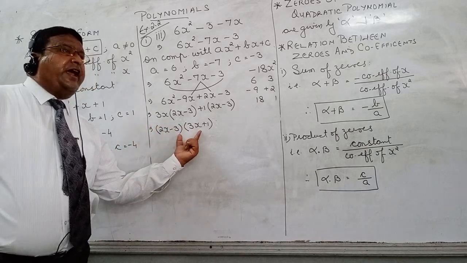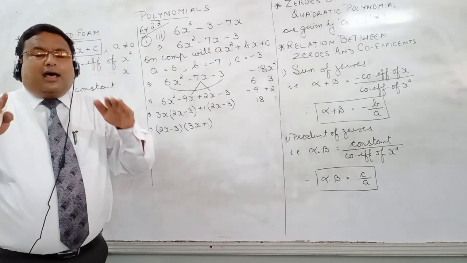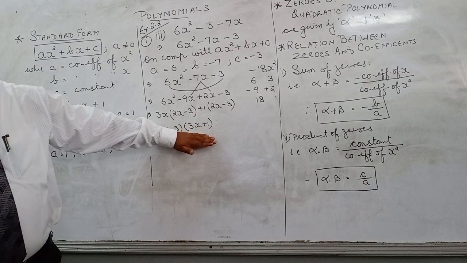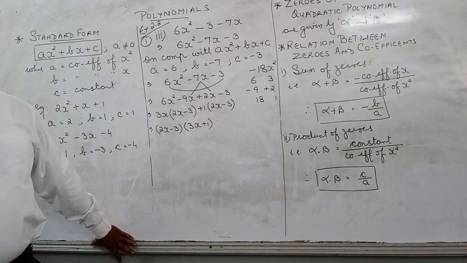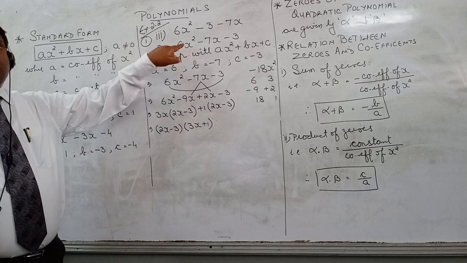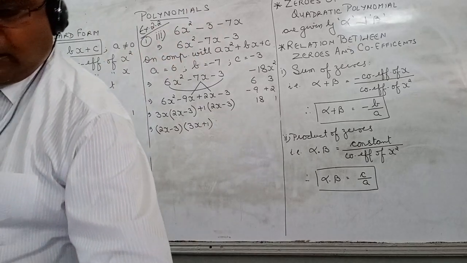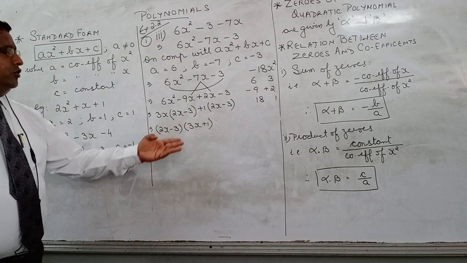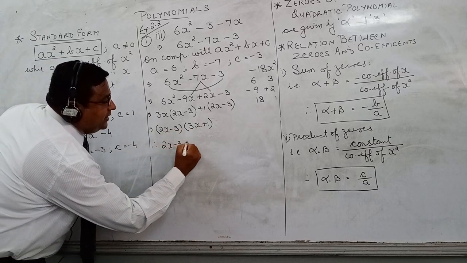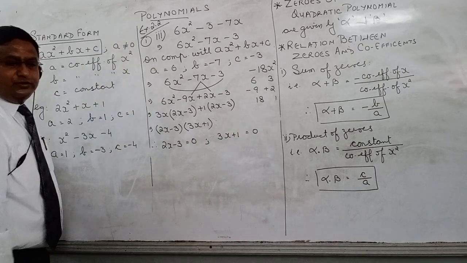When we multiply these two factors, we will get this polynomial. That is what we did till class 9. Till this point we did in class 9. Now, from factorization, we will find the zeros. So how? To make this polynomial 0, we need to have the value of x such that this becomes 0. So we'll find out the zeros. Therefore 2x minus 3 is equal to 0 and 3x plus 1 is also equal to 0.